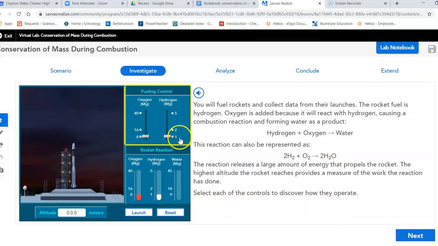So pretty much the idea here is that we are going to launch a rocket, and that requires a chemical reaction, and we're going to be changing the amounts of the reactant and see if the reaction takes place. The reaction that you're observing is hydrogen reacts with oxygen to generate water and lots of energy, and the energy is used to launch the rocket fuel.